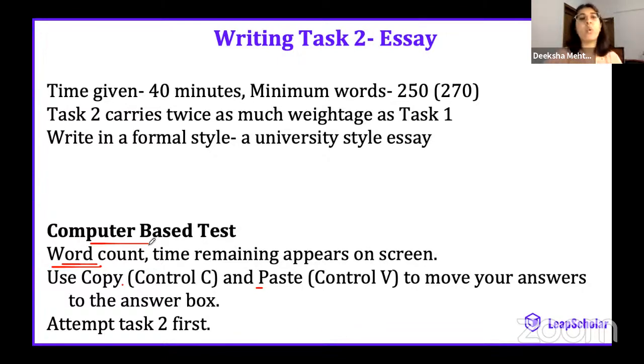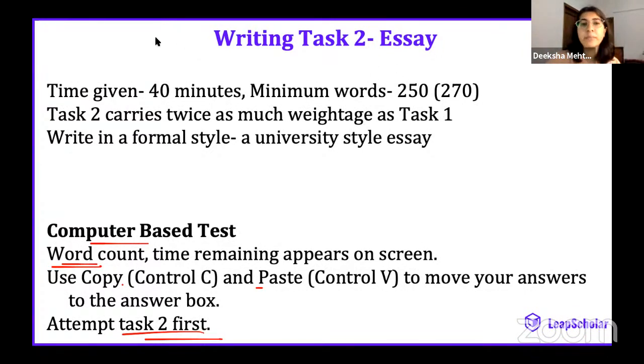All right. Now, whether you are attempting the computer-based or paper-based test, make sure you attempt task 2 first, because it has twice the weightage, right? So it has 2/3 weightage. Make sure you attempt that first.